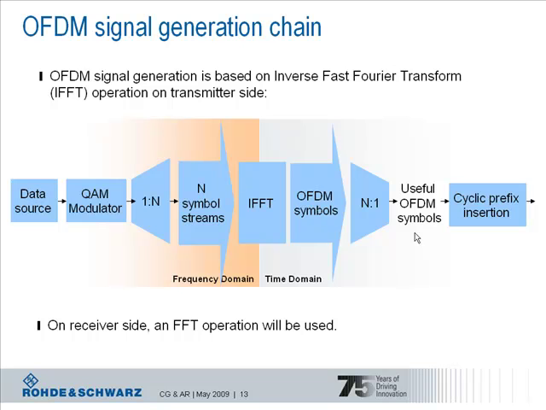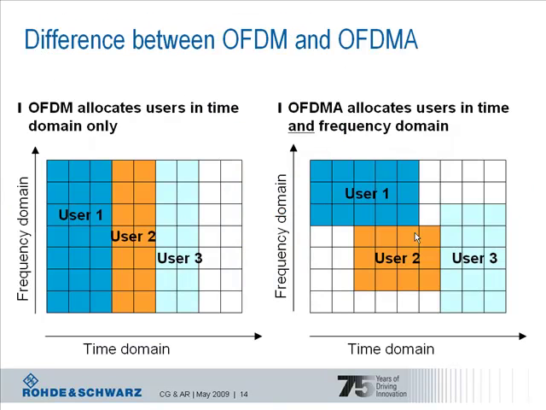On the receiver side in OFDM, you would expect an FFT operation to receive the symbols again and to convert them again into the frequency domain. Now, what is the difference between OFDM and OFDMA? We have seen both terms already.